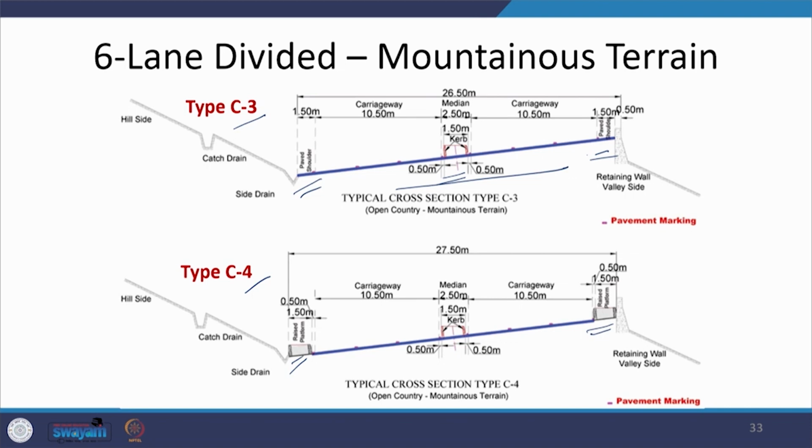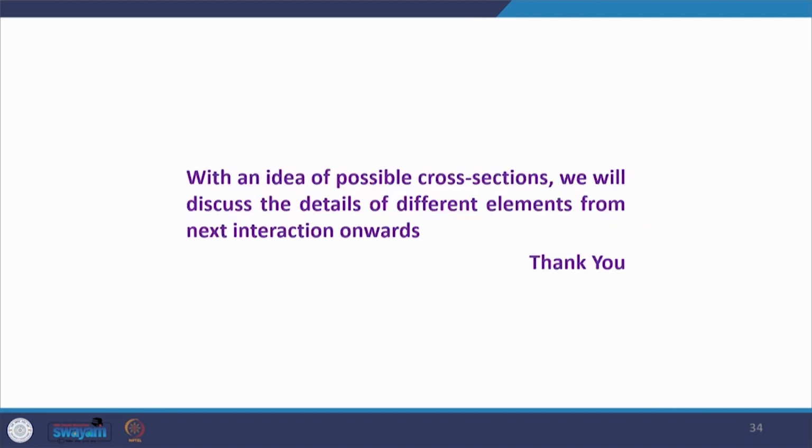So, this is how the changes can be there, whether we are talking about a mountainous terrain, a plain terrain or a rolling terrain, or whatever the category of road is. You need to look at the users who are there, and accordingly you have to provide a provision for those particular users. So, we stop here.